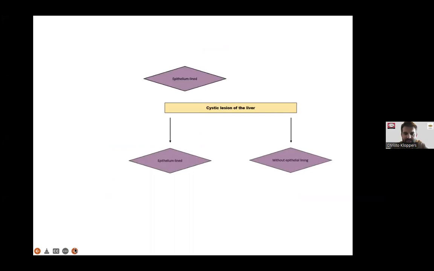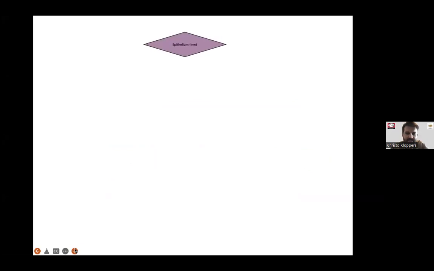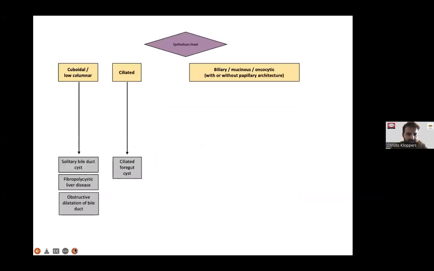If we go to the other side, the epithelium-lined cystic lesions of the liver, as we said, those with simple pathology on the left, it's a solitary bile duct cyst, polycystic liver disease, and obstructive dilatation of the bile duct, also classified. You get ciliated foregut cysts. Those are rare. I think you will see one or two in your career. It will be very nice slides that you can get from your pathologist. It looks like a duodenum in the liver.